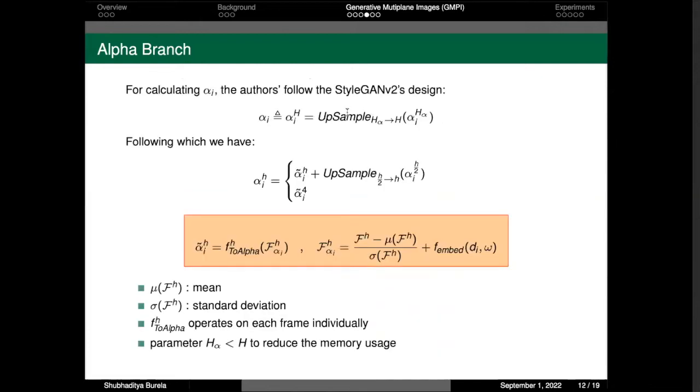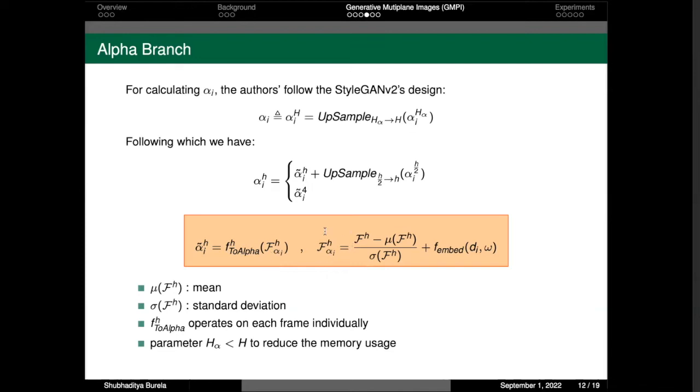So the computation of the alpha i's goes on similar lines to the StyleGAN V2 design, which we just talked about. Here also we have the same upsampling and accumulation. The residual is calculated with the help of this F2 alpha network. So it operates on each and every frame individually.